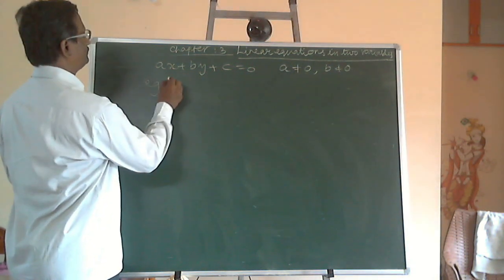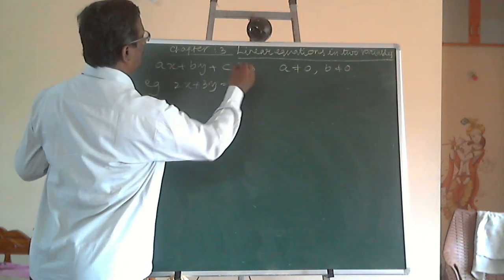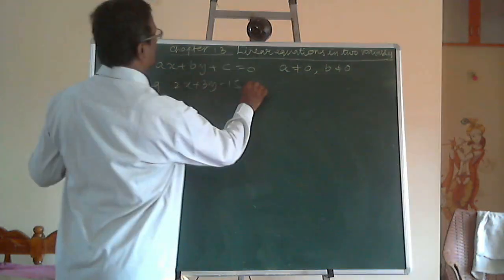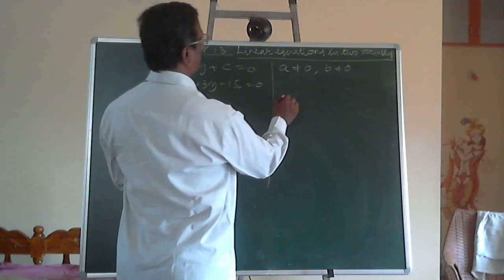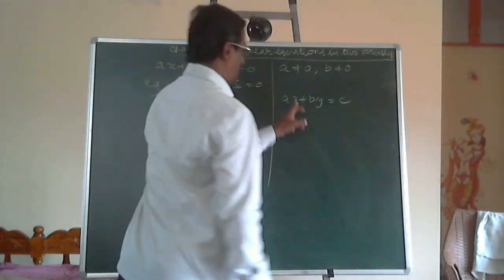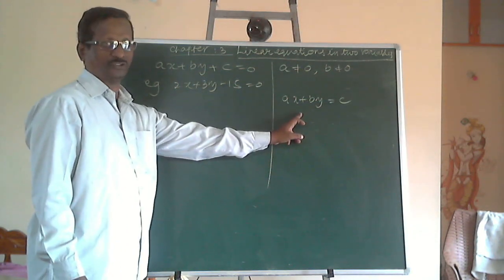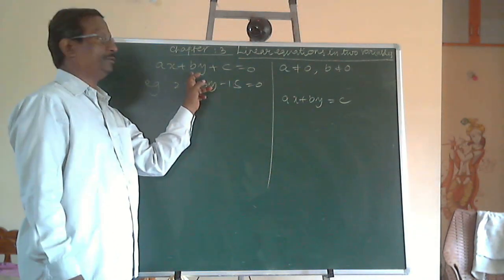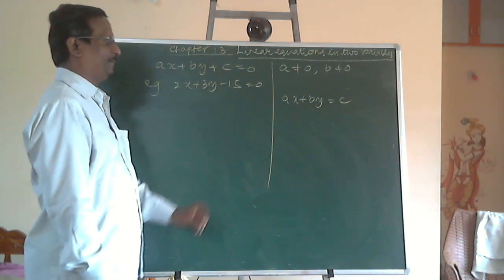Example: the equation 2x + 3y - 15 = 0. We can also write the standard form of this equation as ax + by = c. This is also another way. We can say this is a standard form, this is also a standard form. Normally in CBSE we mostly follow this as the standard form.